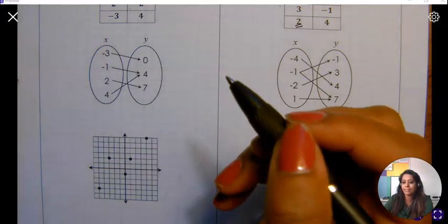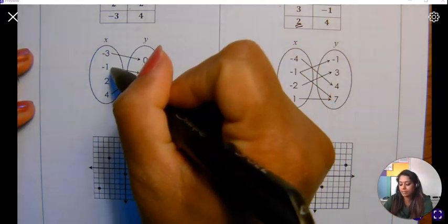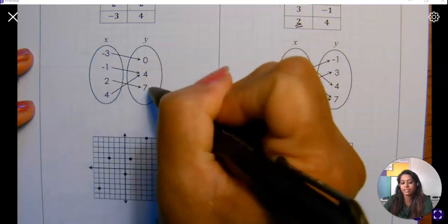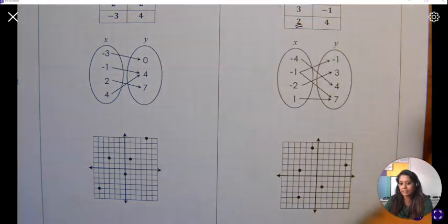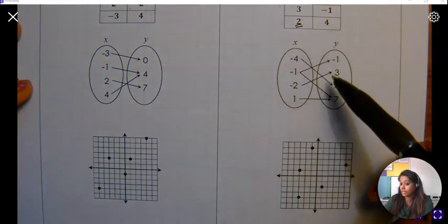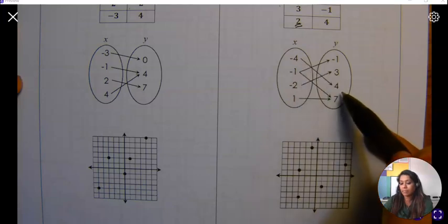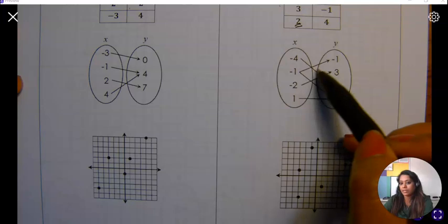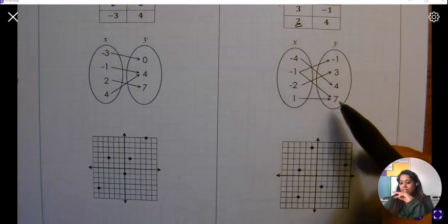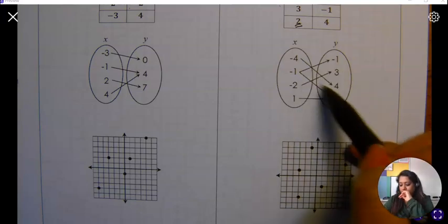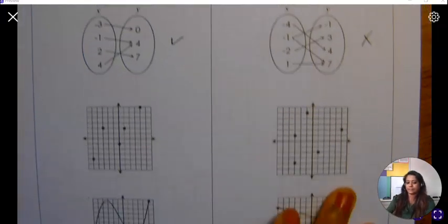So when you have it as a mapping, you have -3 goes to 0, -1 goes to 4, 2 goes to 7, and 4 goes to 4. All x values have only one y value. But when I look here, the -4 goes to 4, but -1 goes to -1 and -1 goes to -7. It has two outputs. So whenever it has something like this, it is not a function, whereas this is a function.